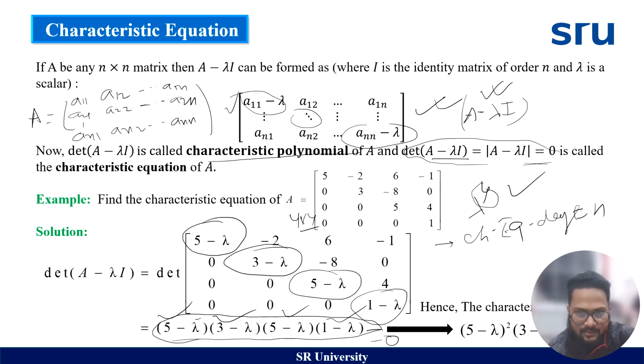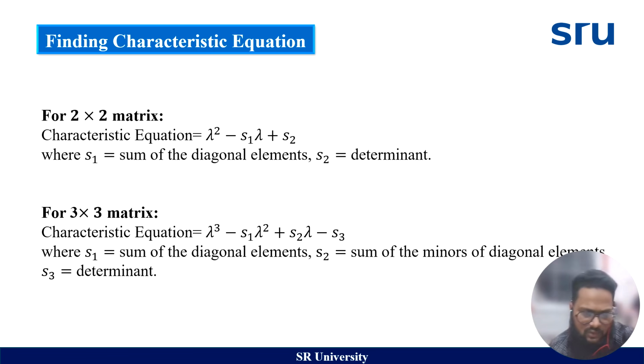So this is the mathematical way to calculate the characteristic equation of a matrix. But in the case of a 2 by 2 matrix and a 3 by 3 matrix, the process is a little bit easier. For the 2 by 2 matrix, you can find it in the same way by putting minus lambda on the diagonal, but there is also another process to calculate the characteristic equation for 2 by 2 and 3 by 3 matrices.